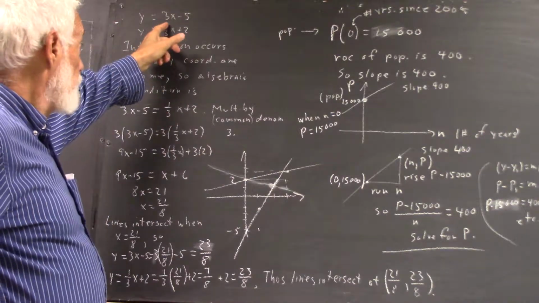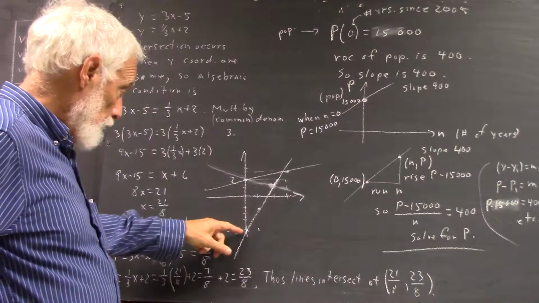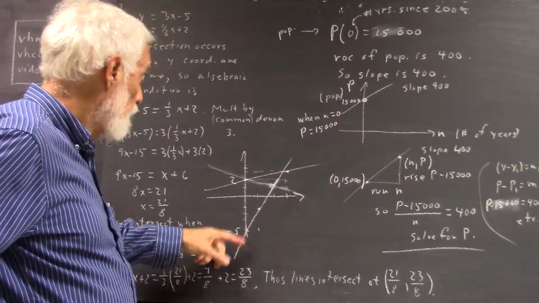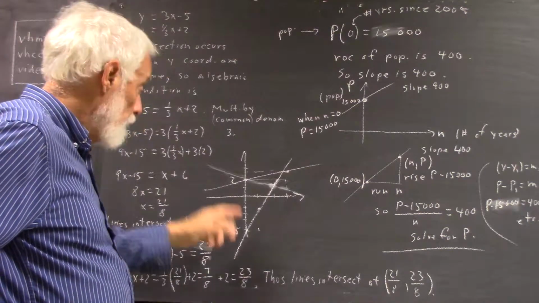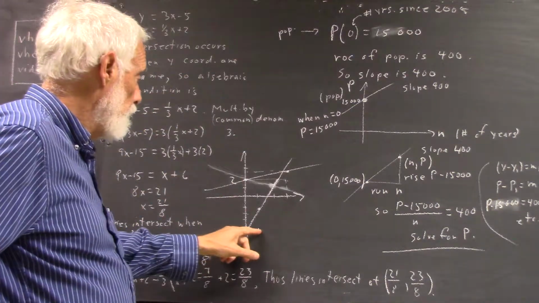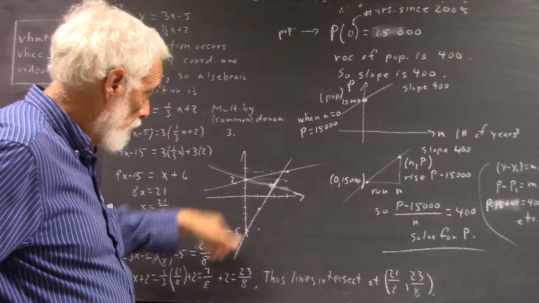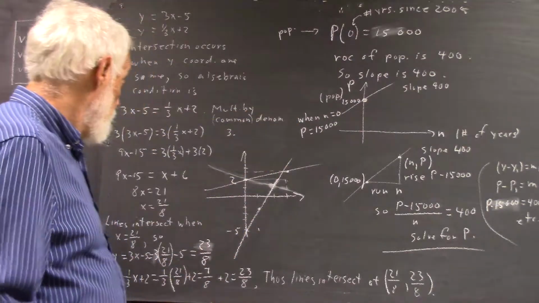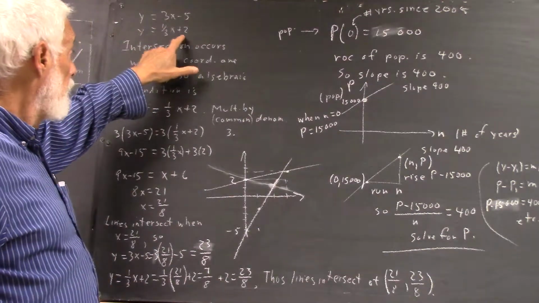This line has a slope of 3 and a y-intercept of -5. So we go down to the y-intercept, which occurs on the y-axis at -5. Then the slope is 3, so we can move over 1 unit and up 3 and get a point, and then we can sketch a line. Okay? Then we can do the same sort of thing here.